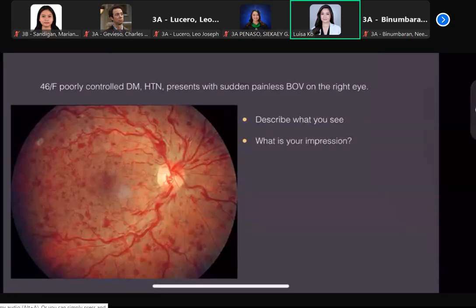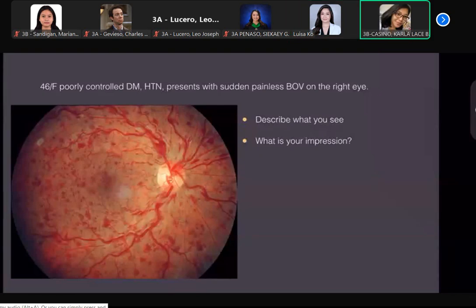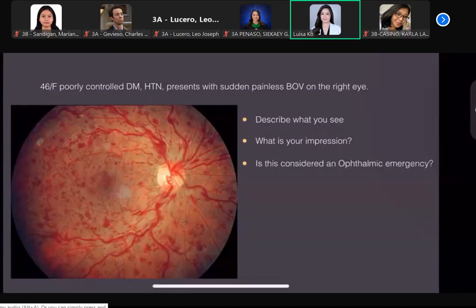What's your impression? Central retinal vein occlusion. Okay, good. It looks completely opposite to the CRAO, and looking at it, you would say that it looks like an emergency. The eye looks very congested. But do we consider this an ophthalmic emergency, like CRAO?